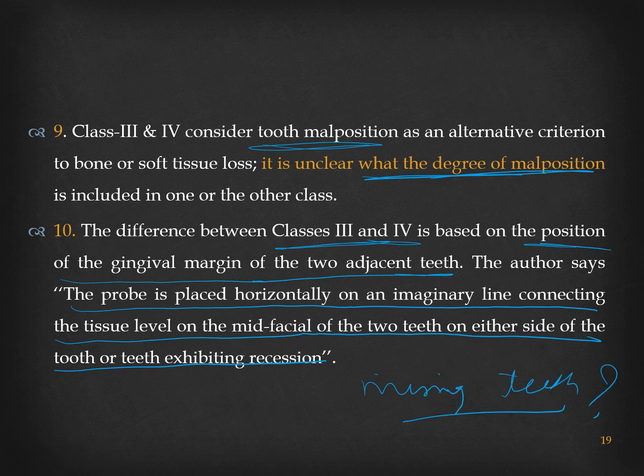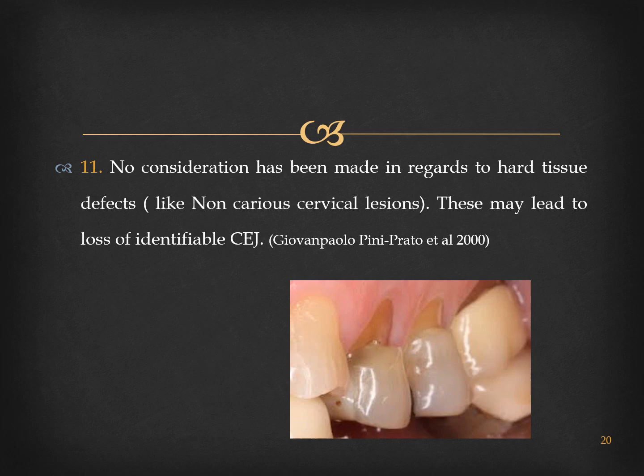Okay, so there is no interdental tissue, no interdental bone, then how can we classify that recession which is present adjacent to the missing teeth? So that is again a question in Miller's classification. The last one is no consideration has been made in regards to hard tissue defects, like non-carious cervical lesions.